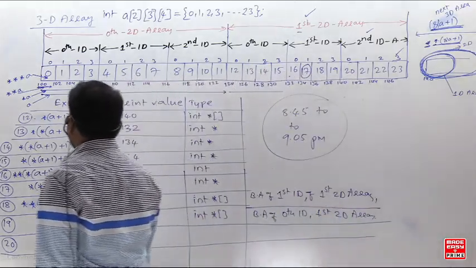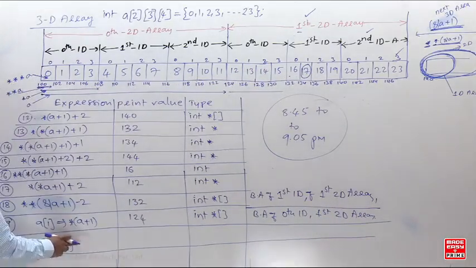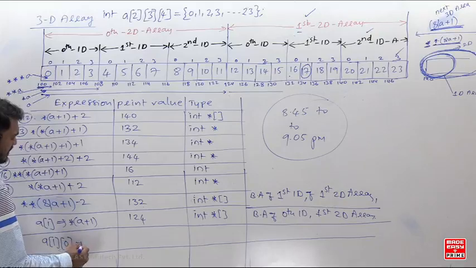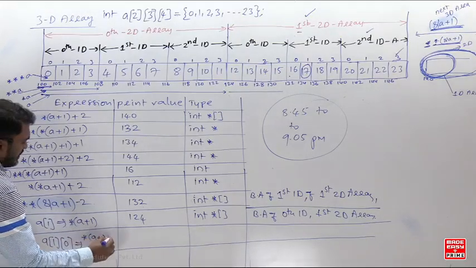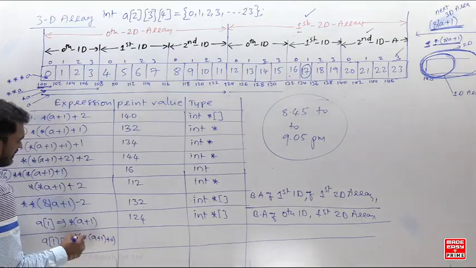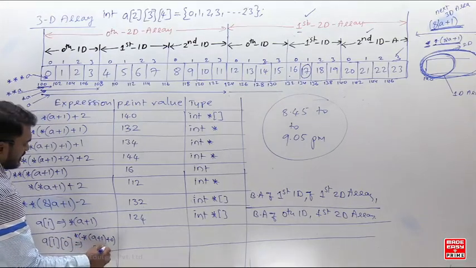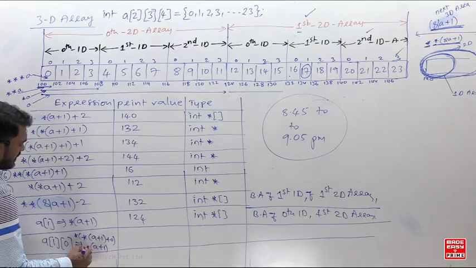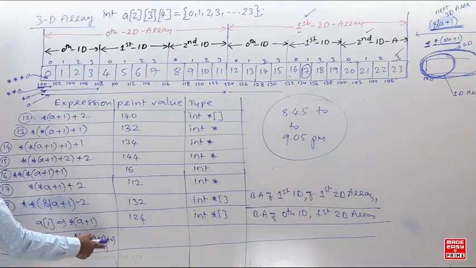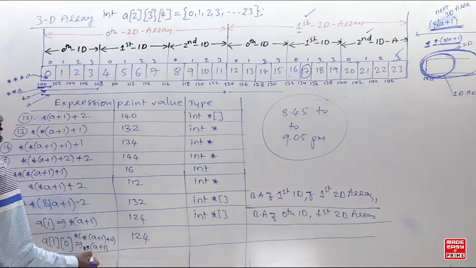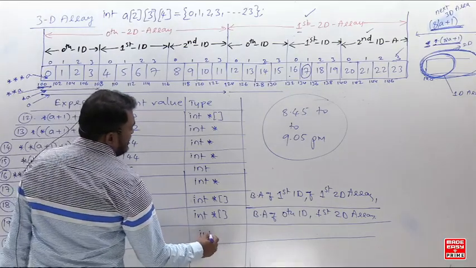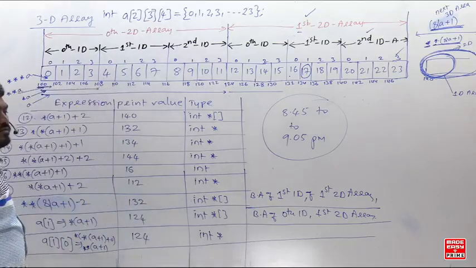So if somebody is asking, a of 1 0, how do you expand it? A plus 1 whole star plus 0 whole star. So indirectly this means a plus 1, you are having double star here, so a plus 1 whole star plus 0 whole star means a plus 1 whole double star. What is the meaning of this one? This one is also 124 only, but the type will change to int star.